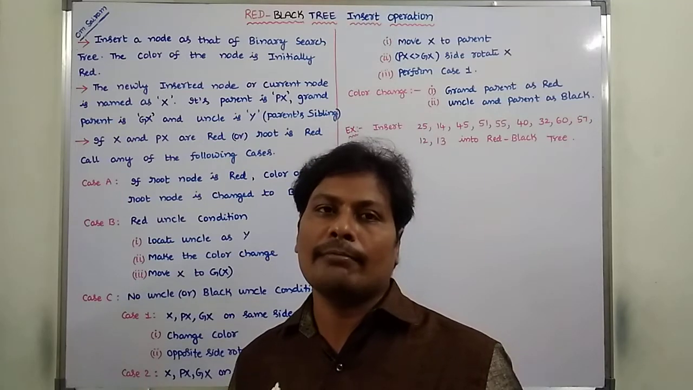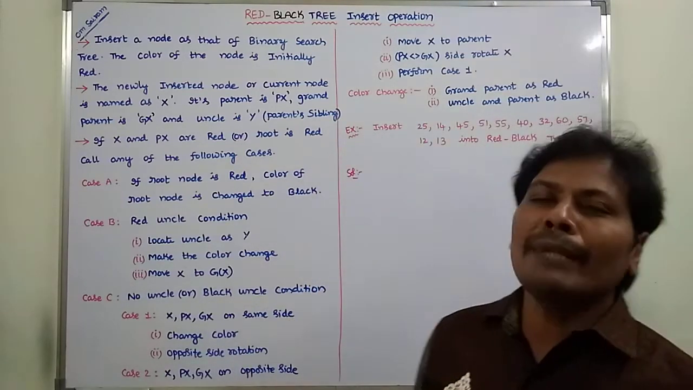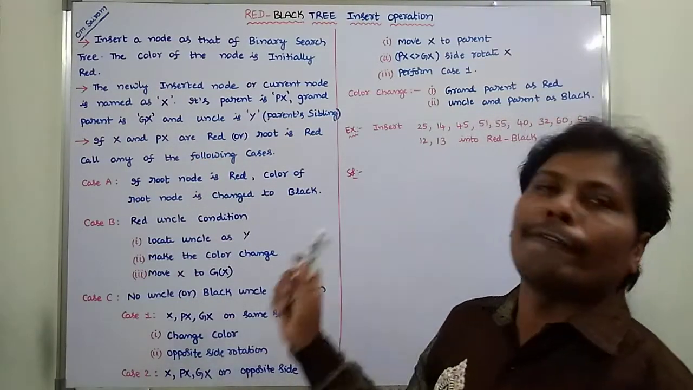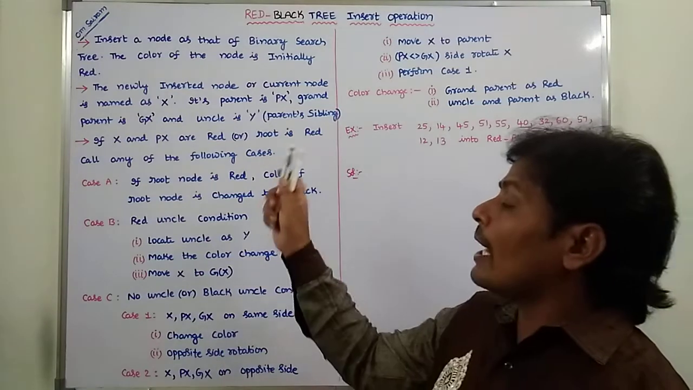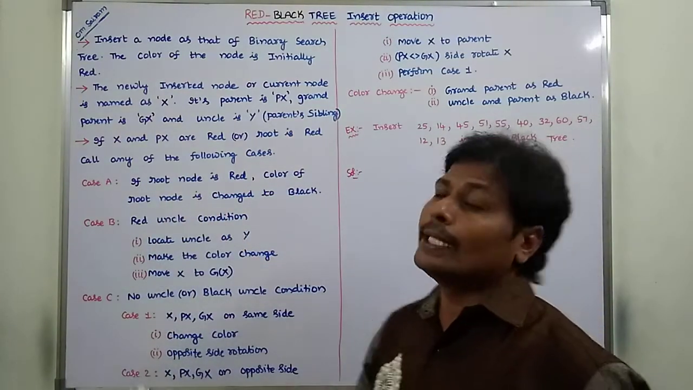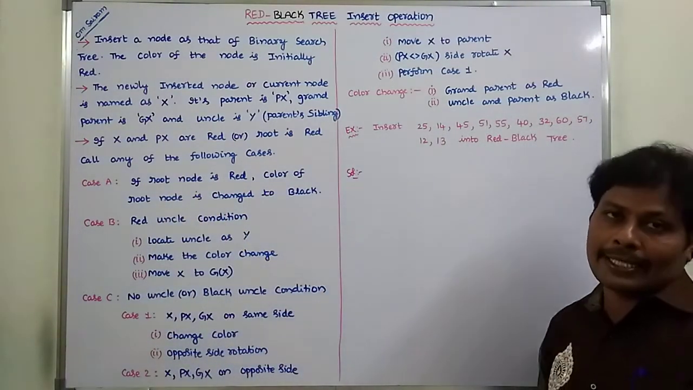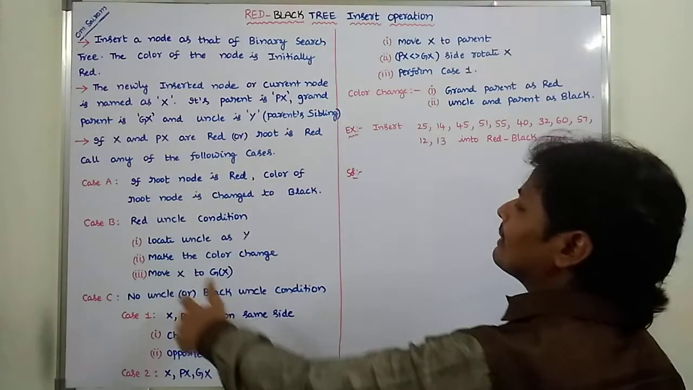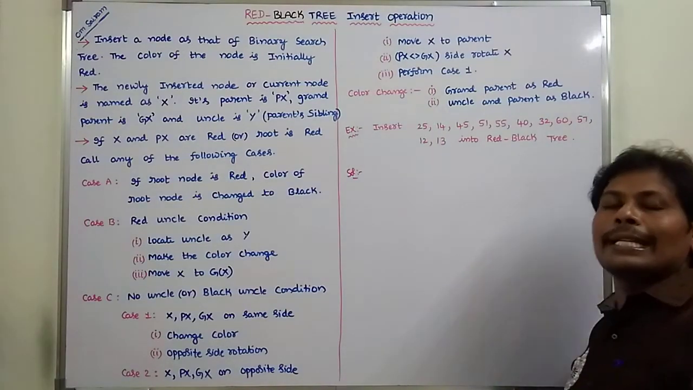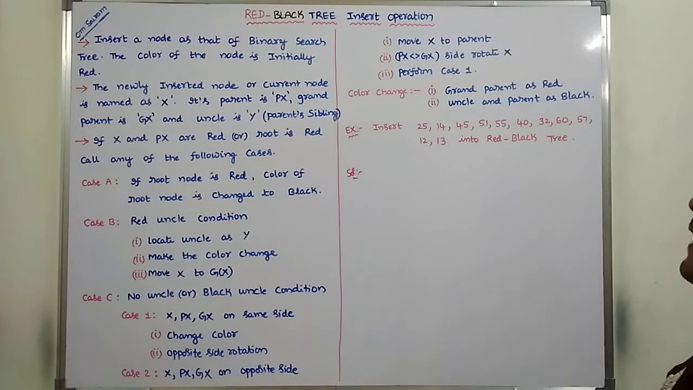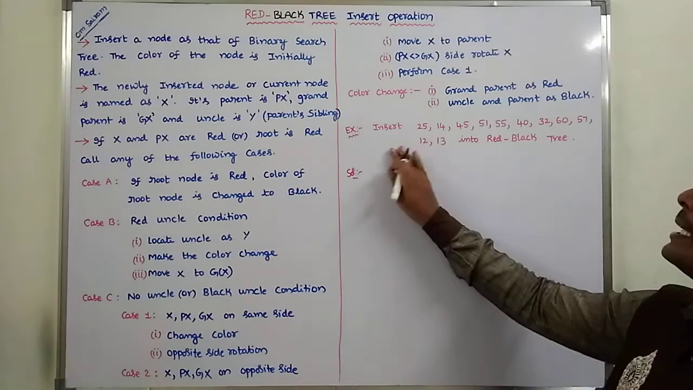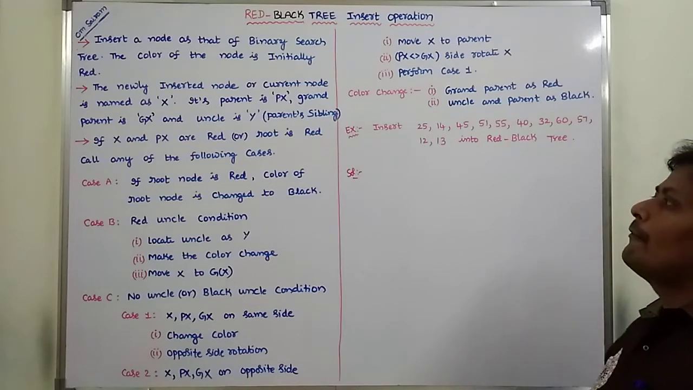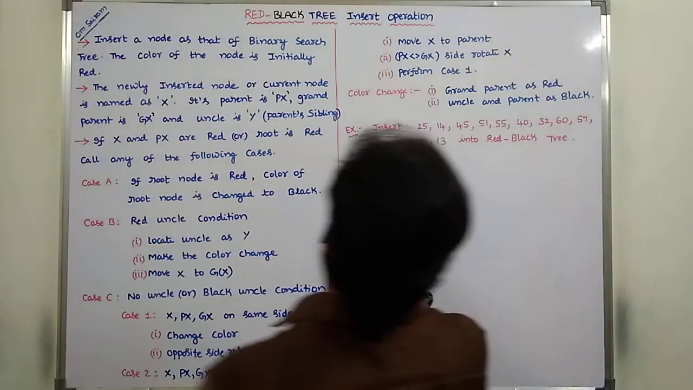That is the difference. Next, to perform the insert operation, these are the rules we have to follow. Where these rules are used will be discussed in this example. Whenever a rule occurs, I will explain that rule, and after that you can easily understand. So first, insert these elements into the red black tree. First, insert 25.